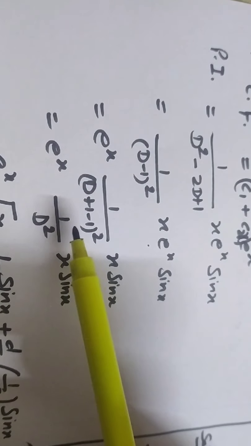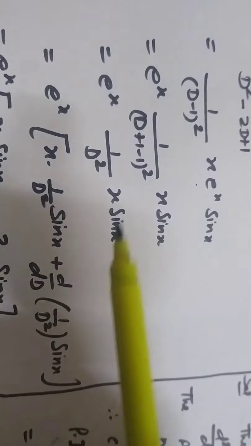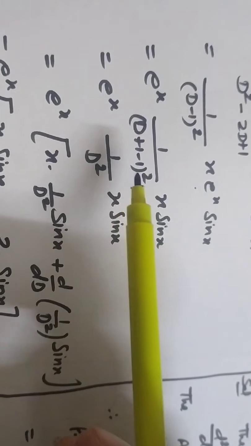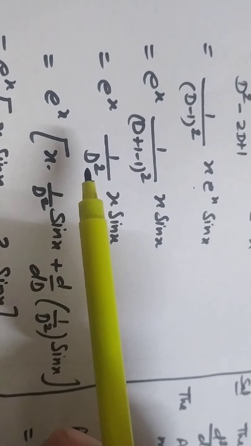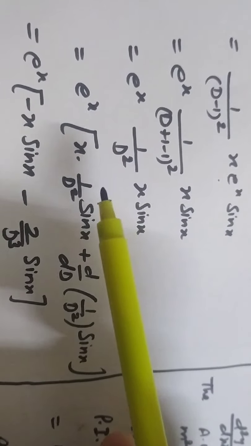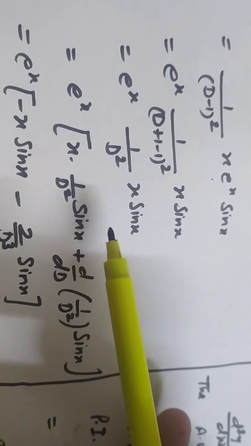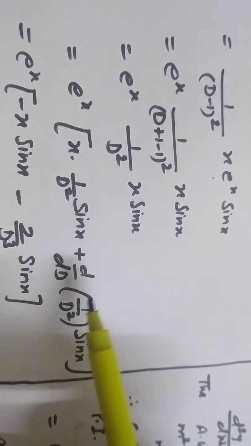So you are left with 1 over d square on x into sin x. This is the formula for 1 over some function of d acting on x into a function. For that you have to apply this formula: x is taken outside, 1 over d square sin x, plus the derivative of 1 over d square sin x.